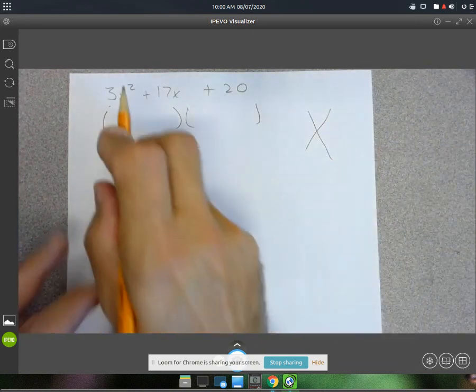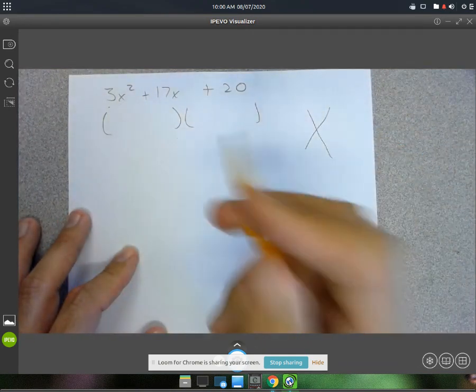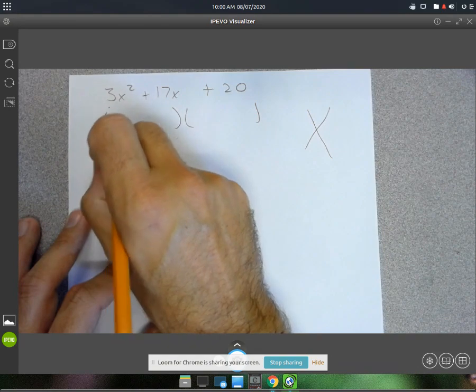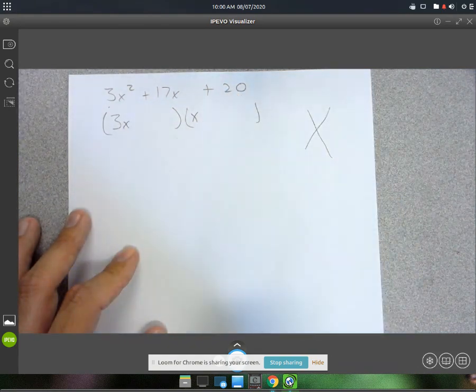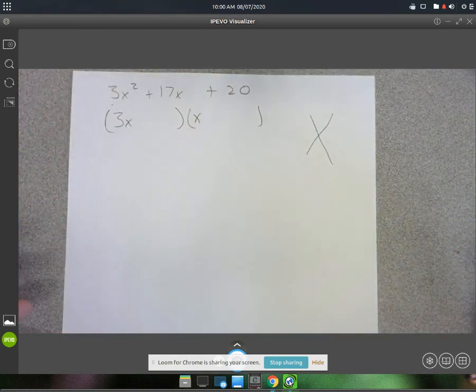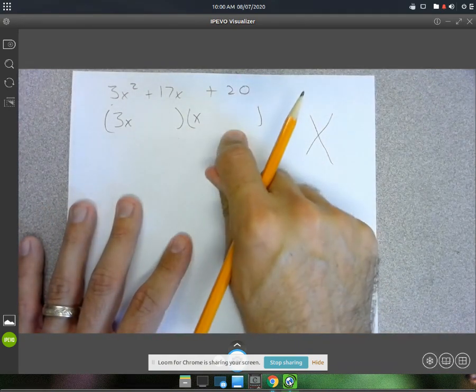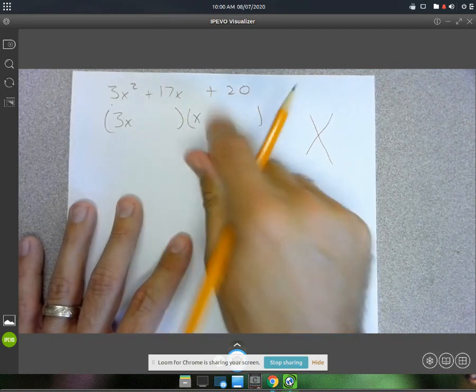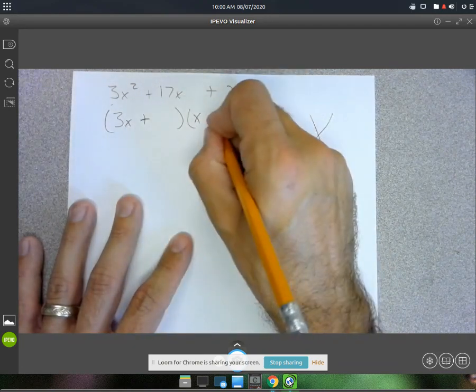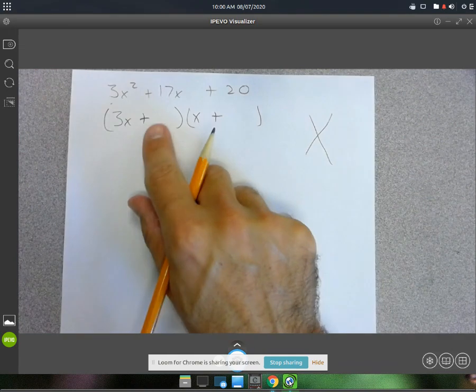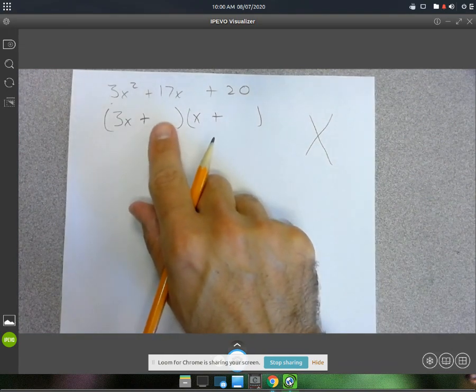So because this is a 3x squared, I automatically know that one has to be a 3x and the other has to be an x. That's the only way that you can multiply to get 3x squared. And because that's a plus, they're the same signs. Because that's a plus, they're both pluses. All right. So for this one, I've got to find the factors of 20.